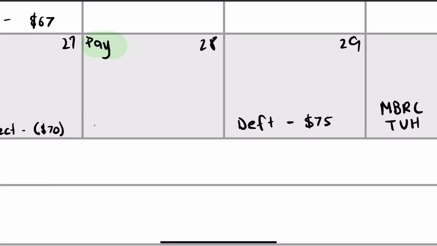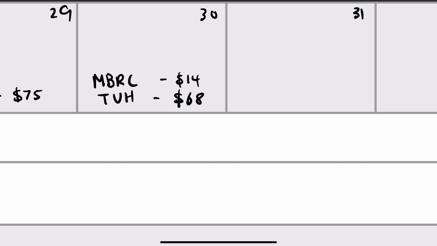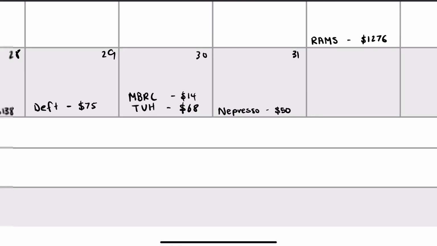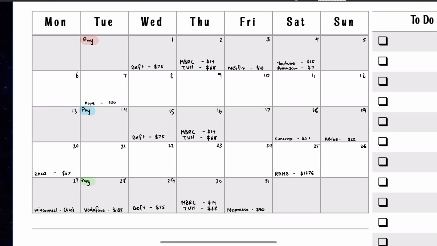And then on the 28th, I'm going to get my phone/internet bill with Vodafone. They cover both my phone plan as well as the internet, and that's $138 a month, which is not too bad. And then the last day of the month, we're going to pay Nespresso. I signed up for a subscription so that I got a machine for very, very cheap, and that goes until August, and all of that money gets to be used for purchasing coffee, so that's great.